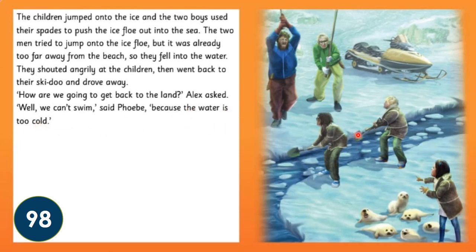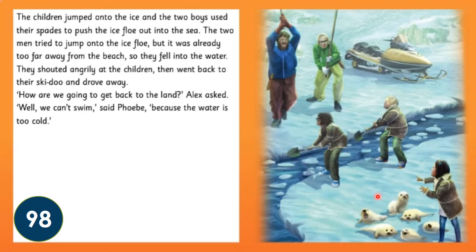Okay, so as you see in this picture, the three kids jumped, as we said in the past paragraph, onto the ice floe that carries the six seal pups, and the two boys, Alex and Patrick, used their two spades to push the ice floe that they were standing on away from the beach. So this is the beach, okay, and they pushed the ice floe away from it so they can get away from the two men, so the two men can't catch them.